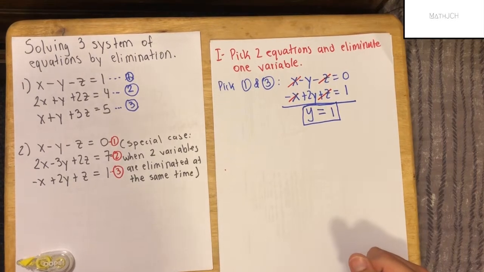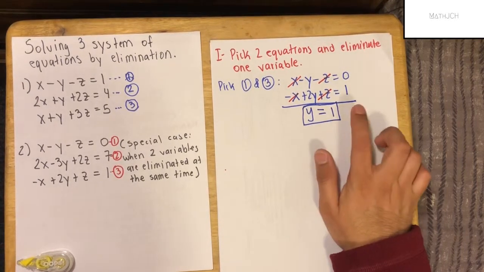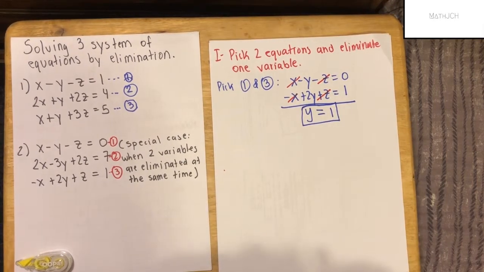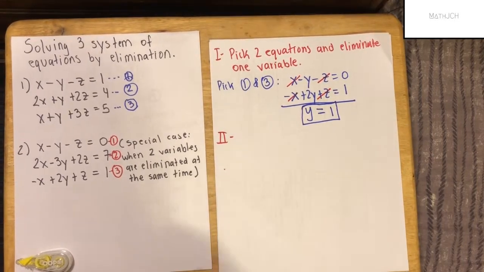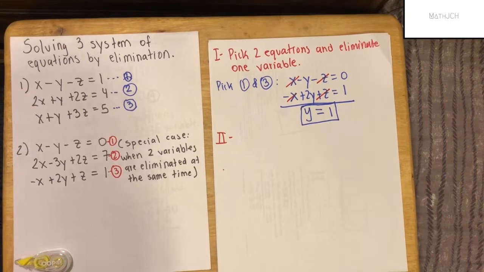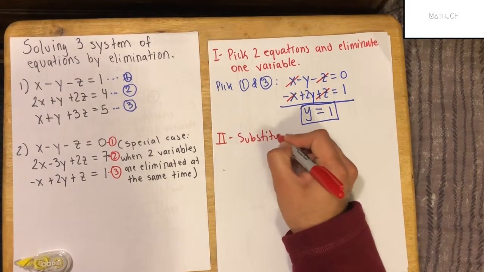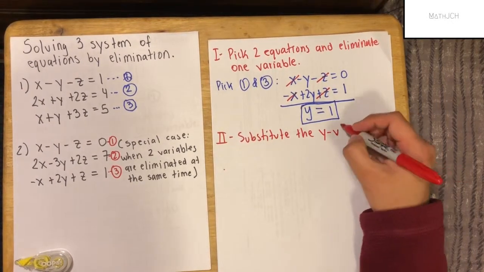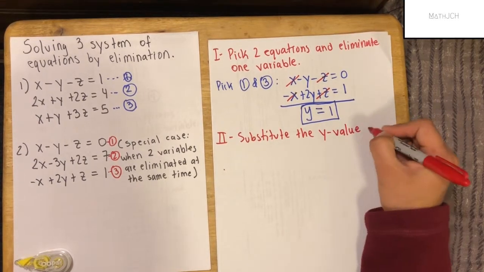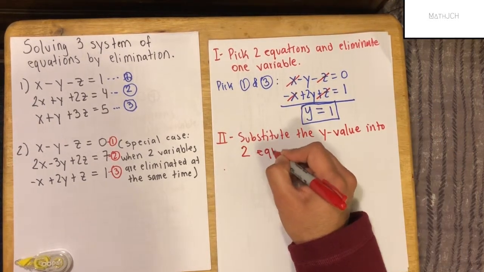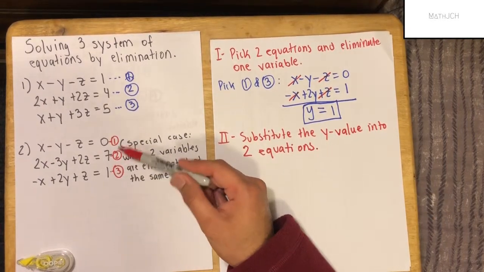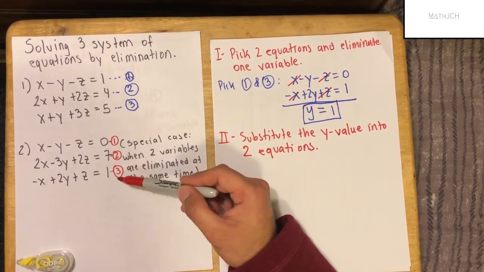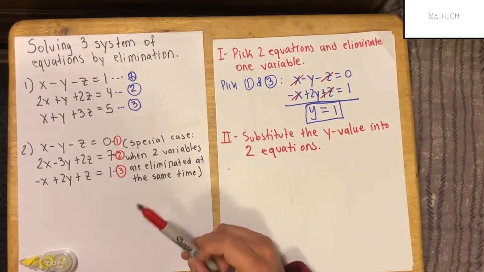Now what happens if we solve for one of the variables in our first step? Then our next step, meaning step number 2 for this special case, is to substitute the y value into two equations. It could be any equations from here. It could be either 1 or 2, but you have to choose 2, okay?